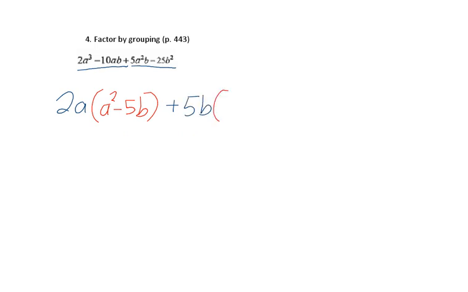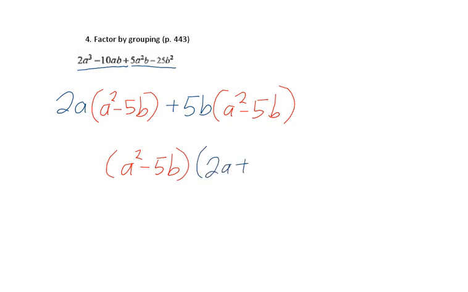Again, question 4 wants us to do grouping. In the first group, we can divide everything by 2a. And what's left behind is a^2 minus 5b. In the next group, you can divide out 5b. And what's left behind is a^2 minus 5b. Again, the binomial is the same. So what we can do is we can write a^2 minus 5b, and then 2a plus 5b.